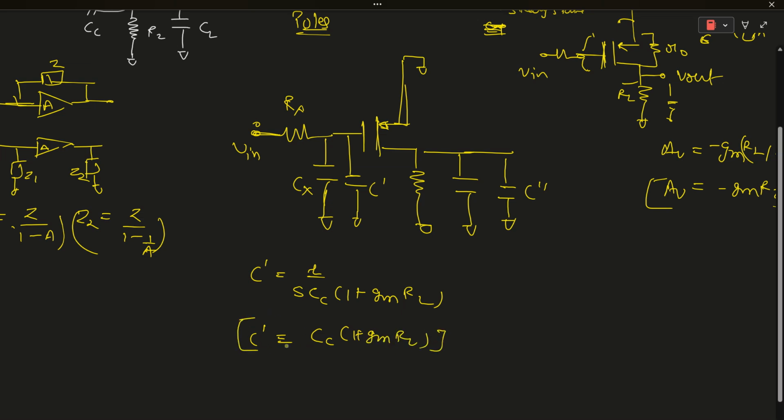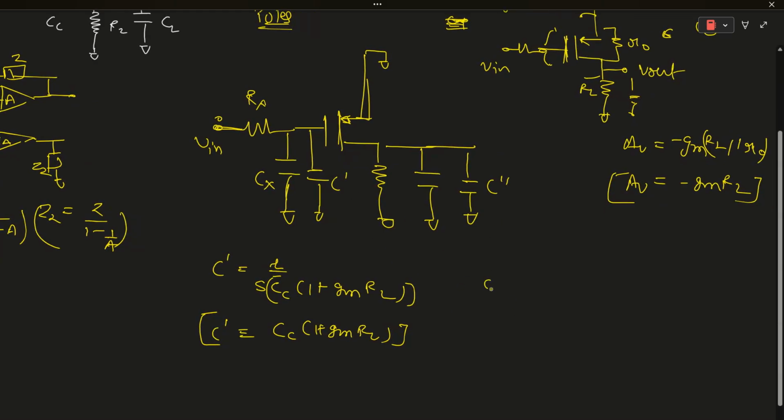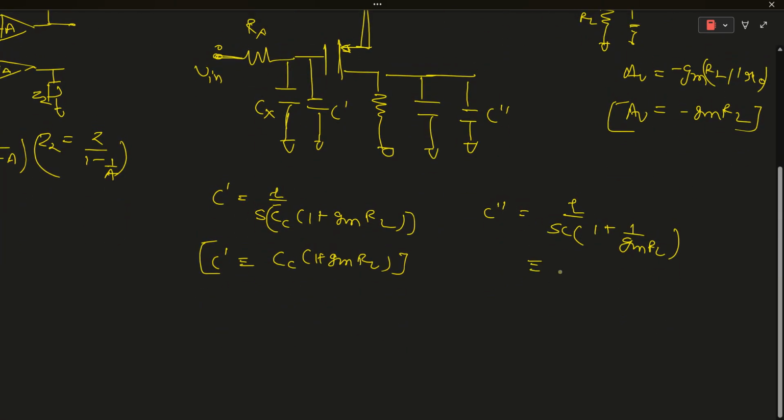I think you will understand what I did here, as this is considered as the whole capacitance. So C dash is this capacitance. And what about this C double dash? C double dash is 1 upon SC times 1 plus 1 upon GM RL. So C dash is equivalent to CC times 1 plus GM RL. So this is for the capacitance.